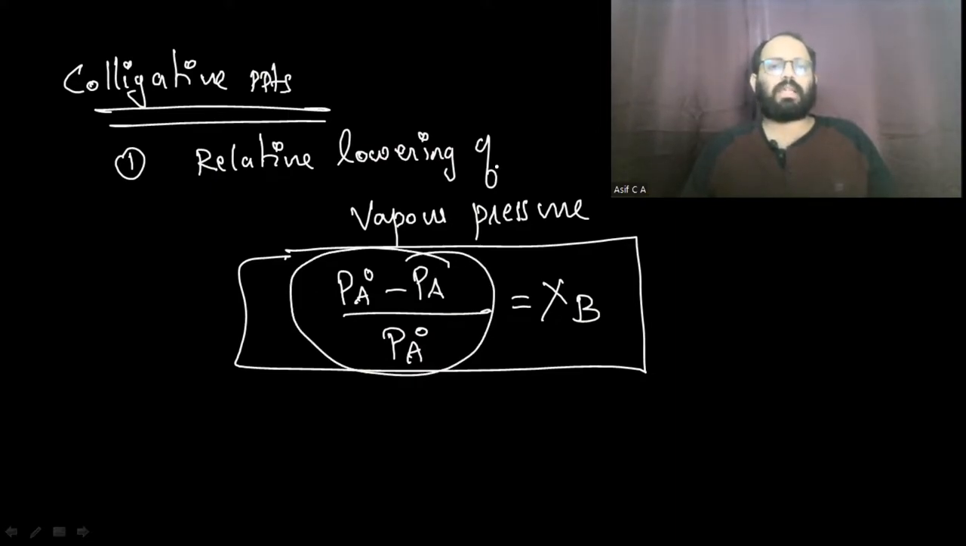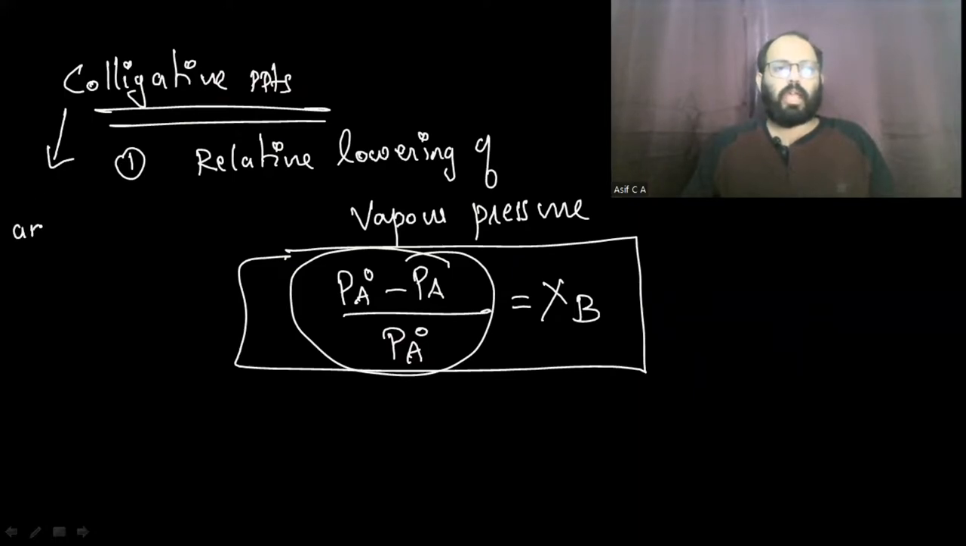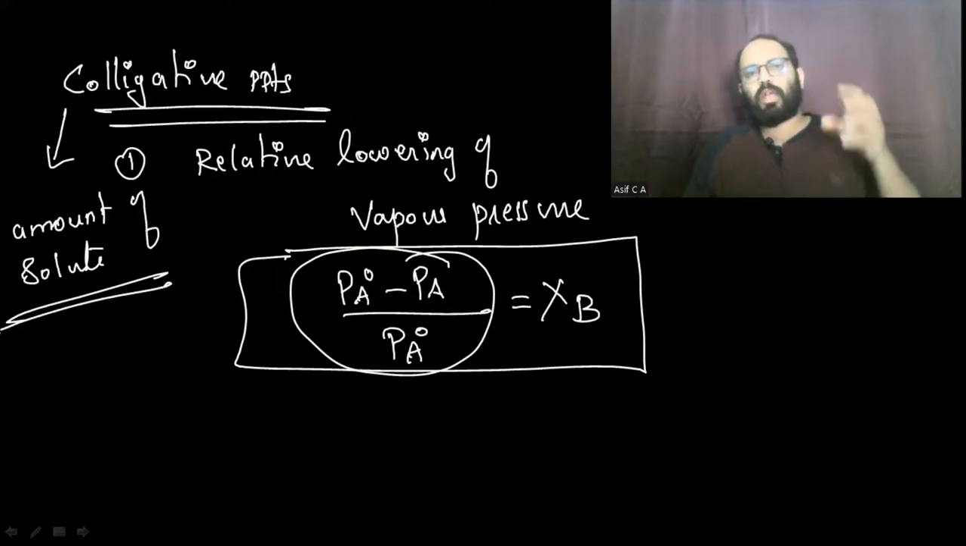All together we are calling it relative lowering of vapor pressure. That is equal to the mole fraction of the solute you are adding. Colligative properties are the properties which depend upon the amount of solute particles. So the first one, relative lowering of vapor pressure: (PA naught minus PA) by PA naught is equal to XB.